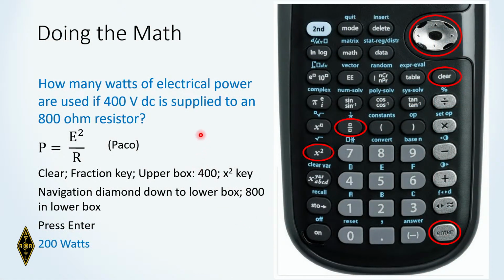So let's see if I told any lies here. So this is what we did. We cleared the calculator, pressed the fraction key, upper box 400, then the x squared key, navigation diamond down to the lower box, enter 800, press enter, 200 watts, which is the right answer.